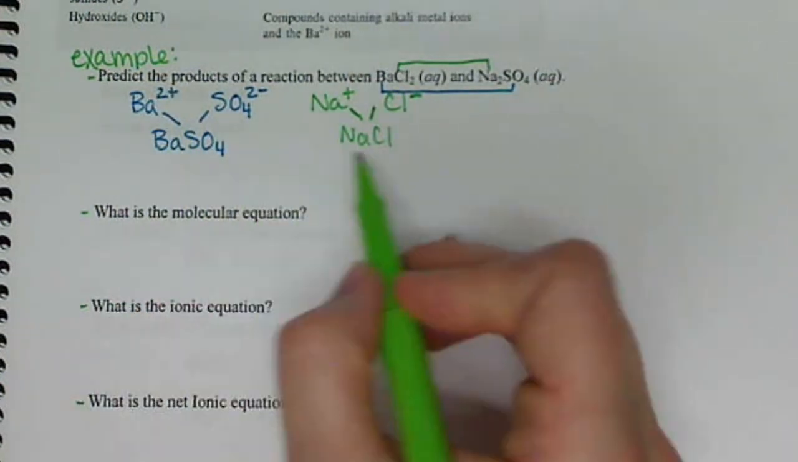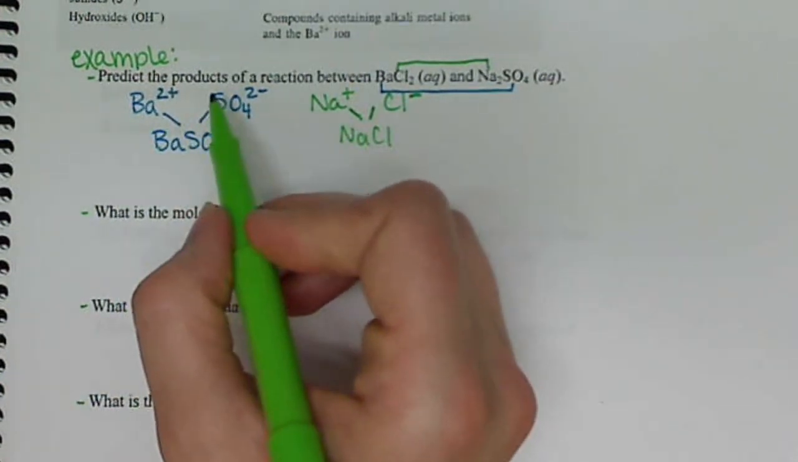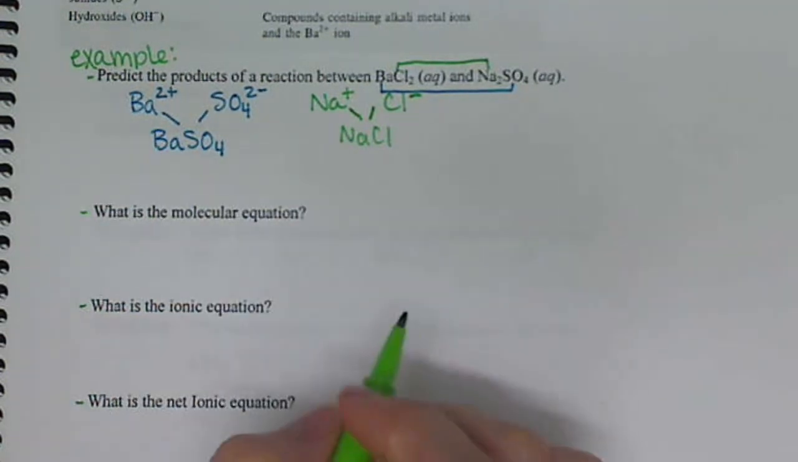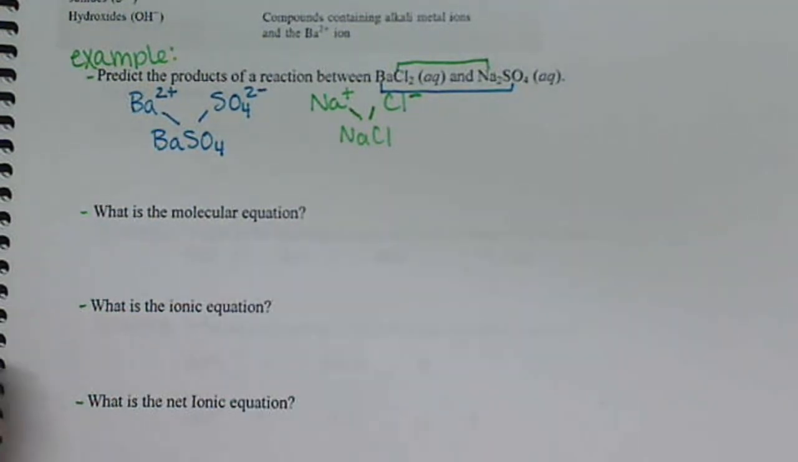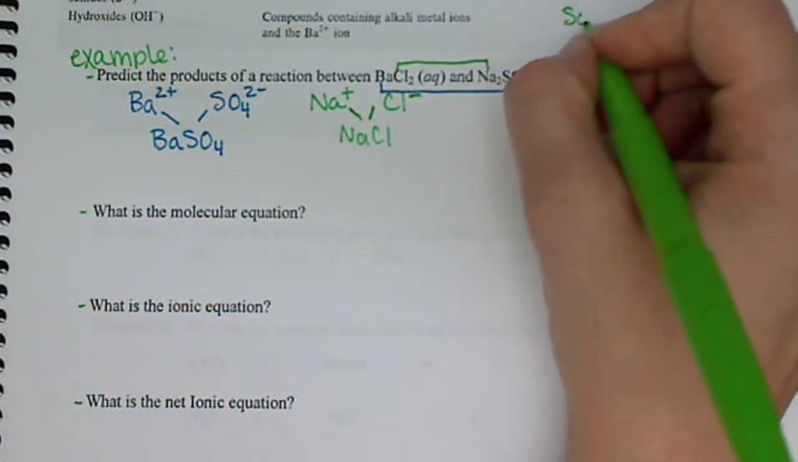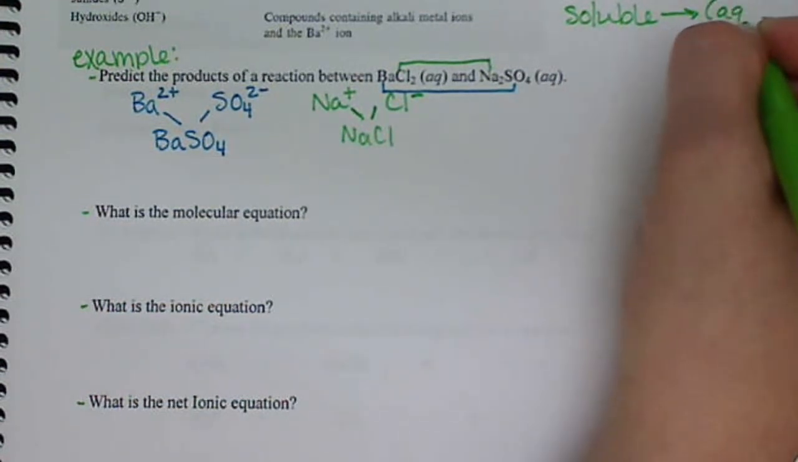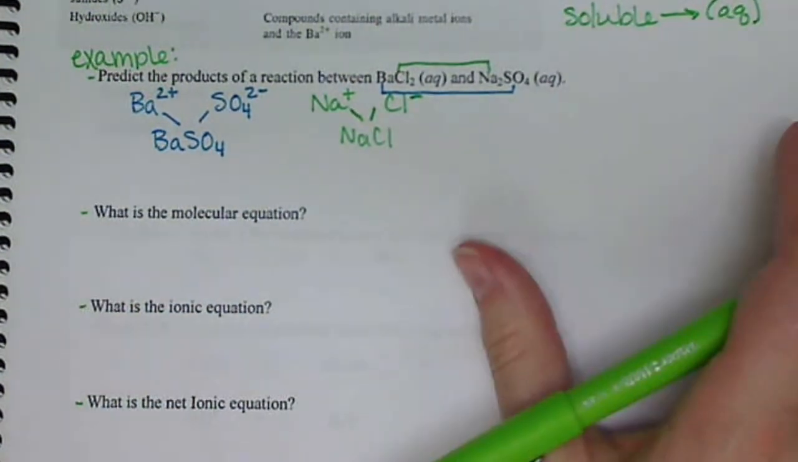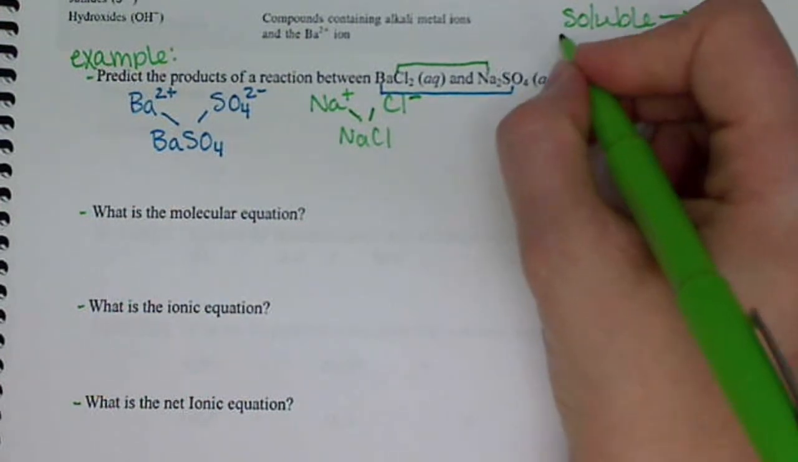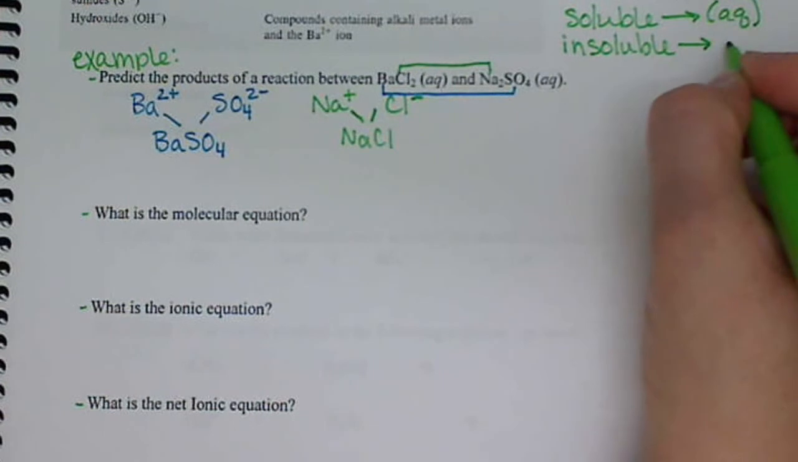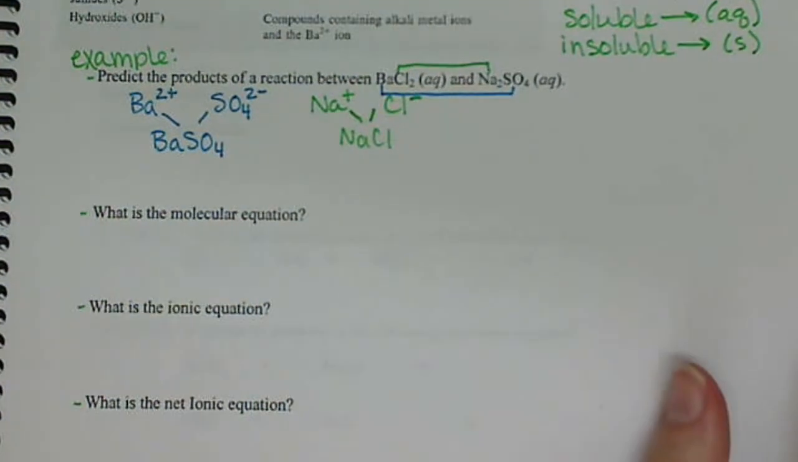All right, so we have the formulas of our products in our reaction. Now we need to figure out our phases. In other words, is something soluble or not? If something is soluble, this means that it's going to be aqueous. It's going to be able to be in the water. If something is insoluble, this means that we're going to form a precipitate. It's going to form a solid.